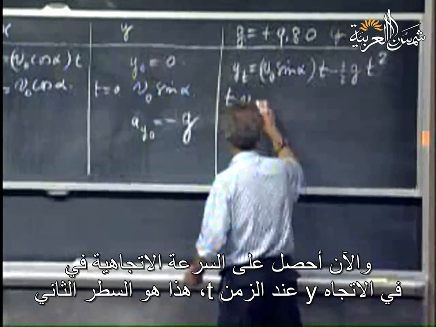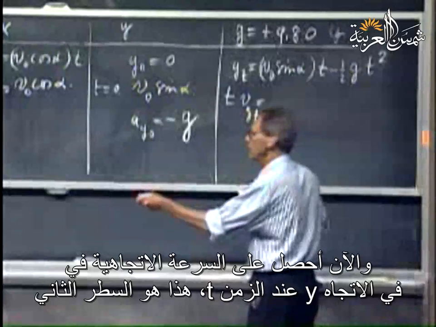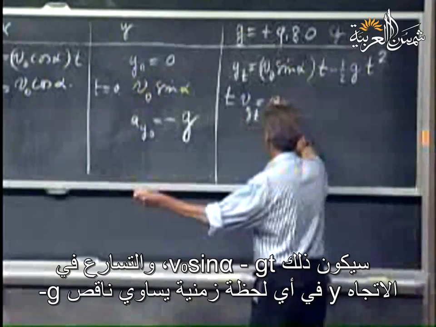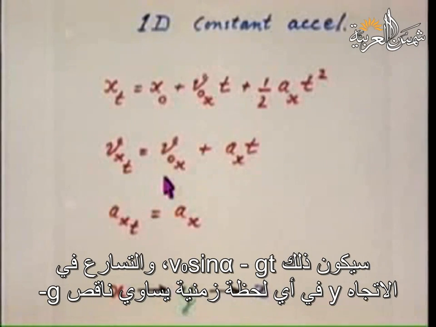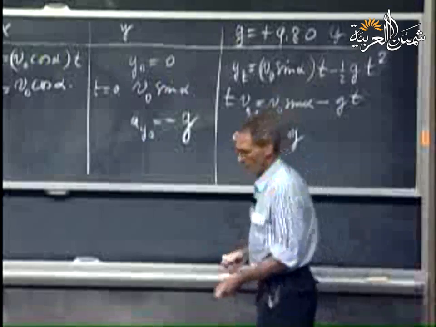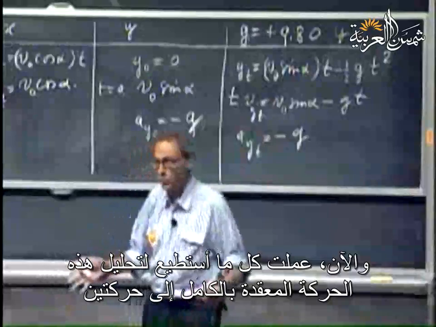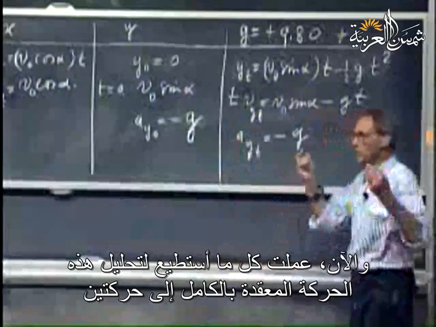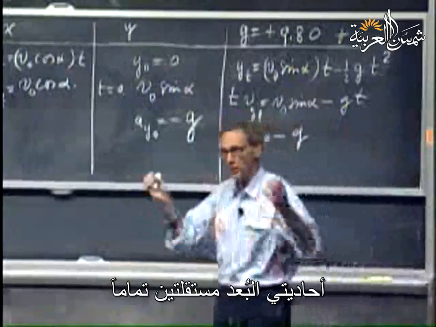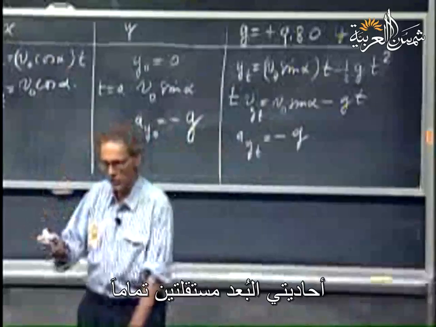and now I get the velocity in the y direction at time t, that is my second line, that is going to be v0 sine alpha minus gt, and the acceleration in the y direction at any moment in time equals minus g. And now I have done all I can to completely decompose this complicated motion into two entirely independent one-dimensional motions.